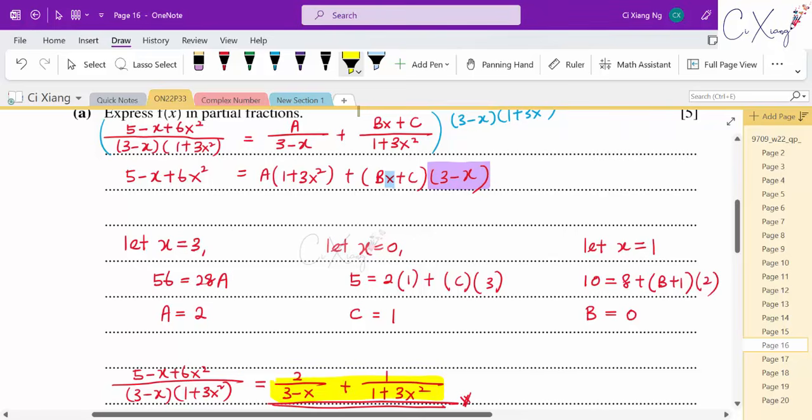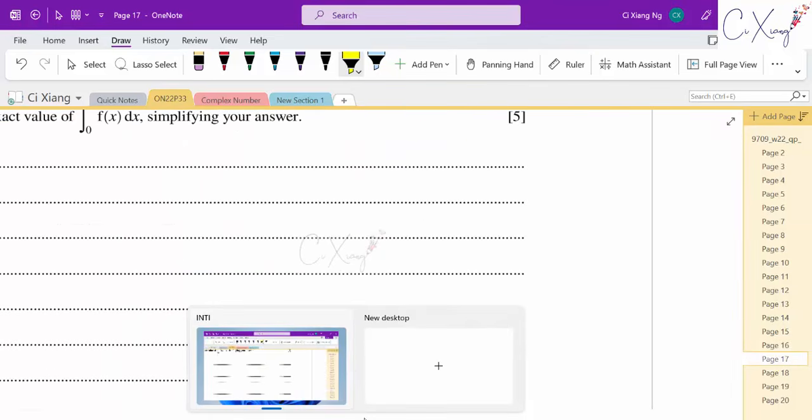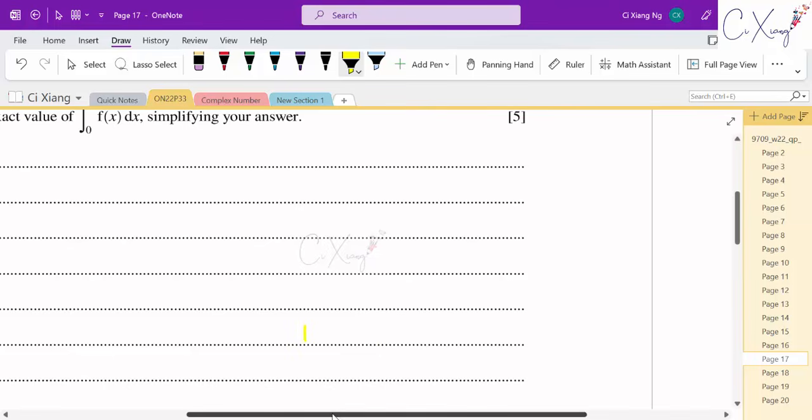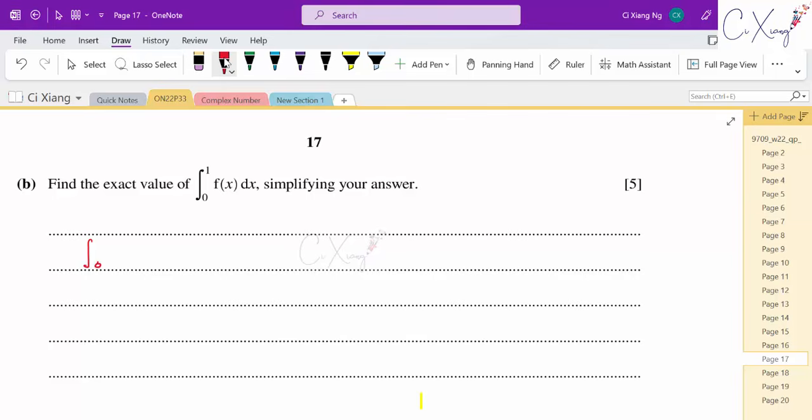Alright, and now let's proceed to part B. For part B, they want us to find the exact value of the integration of function f(x), simplify your answer. Okay, we can start here. To integrate the function f(x), basically we need to use the result of the partial fraction that we found just now, which is 2 over 3 minus x, and then plus 1 over 3x squared plus 1. Okay, and now we can integrate it term by term.